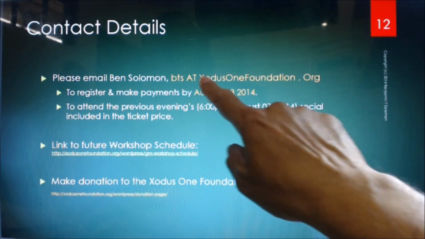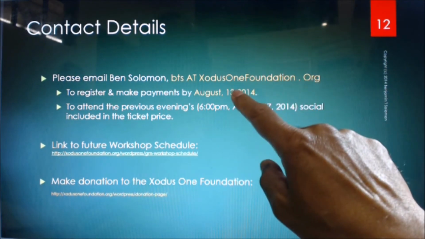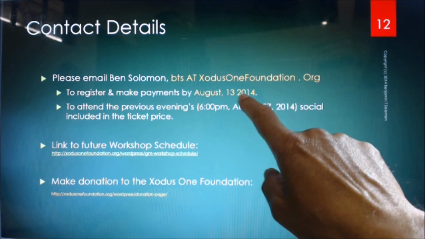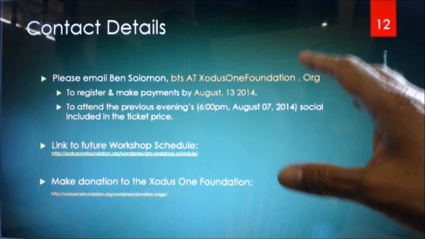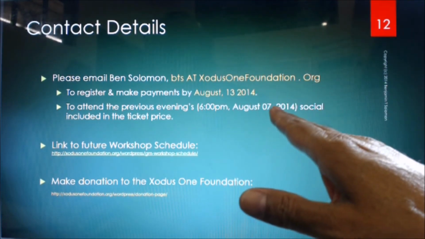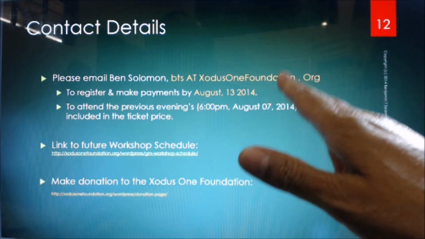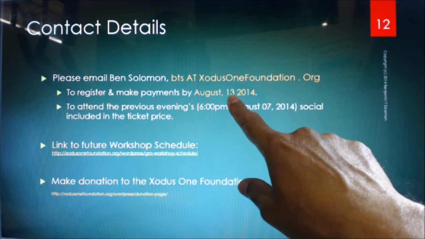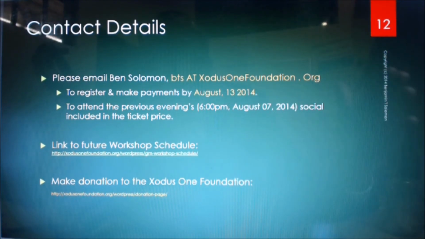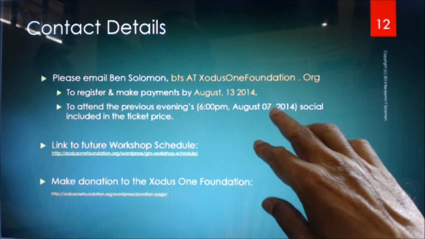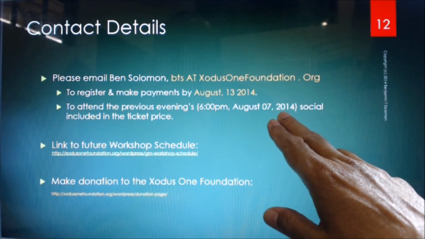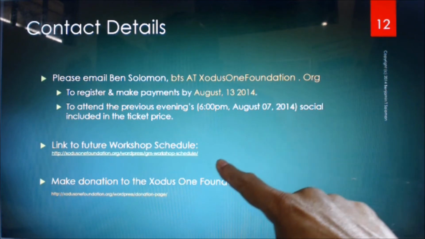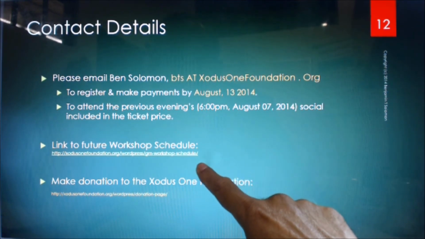Contact details, bts@exodusonefoundation.org. Make payments by August 13th. And since this webcast, if we are overbooked, we will, on a first-come, first-served basis, allocate the first group to August 13th, and then subsequent groups to the next working days. So August 14th, 15th, and after the weekend. This is only valid for the long workshop. The link to the workshop schedule is here.